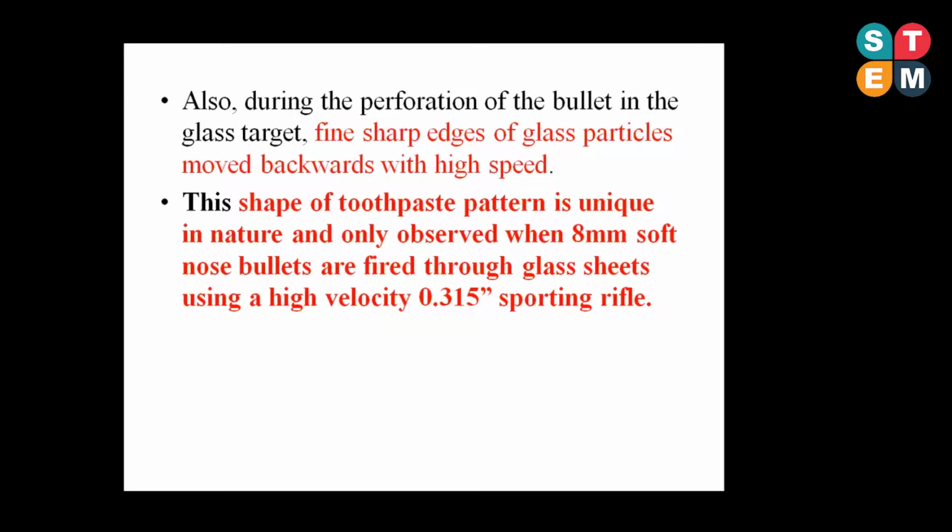During perforation of the plate in the glass target, fine sharp edges of the glass particles move backward with high velocity. That means after firing through the glass, when the bullet goes through the glass target, the fine sharp edges of the glass particles also come backward in a conical shape. So this shape of the toothpaste pattern is unique in nature and only observed when 8 mm sharp nose bullets are fired through the glass sheet using a high velocity sporting rifle.